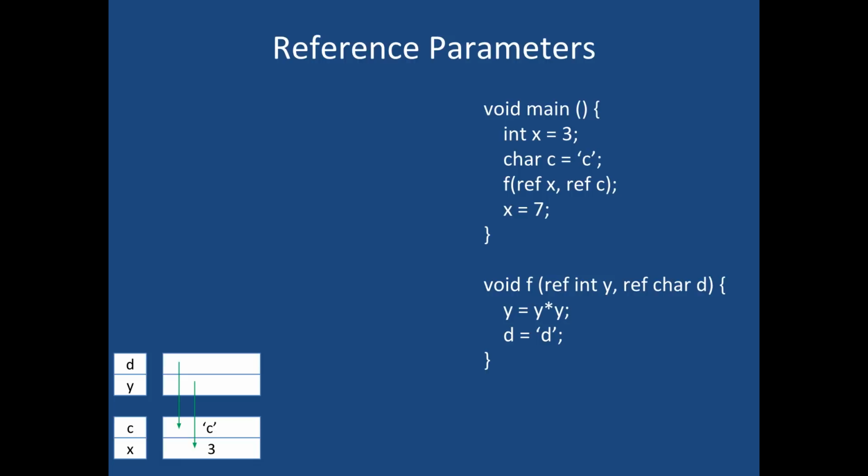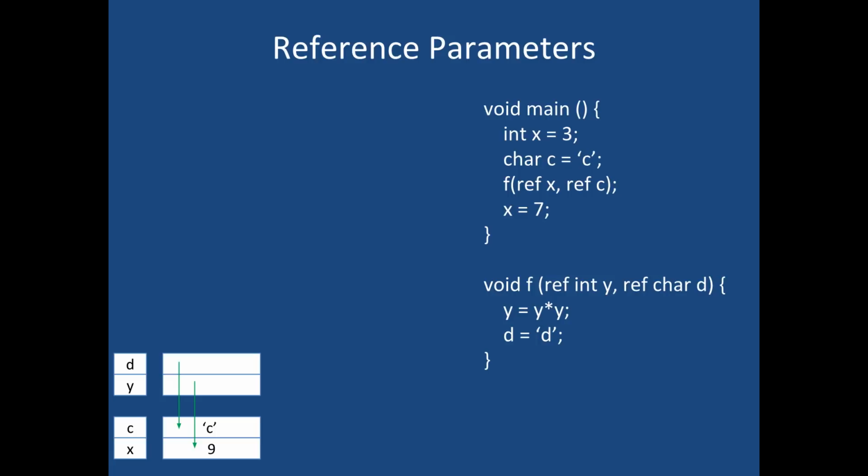So when we do x gets 7, when we do y gets y times y, what the compiler has to generate is code that says, okay, go to a certain offset from the top of the stack. There you will find a memory address. Go to that memory address and pull out what's stored there. That's how it gets the value of y. And ultimately stores a 9 back there.